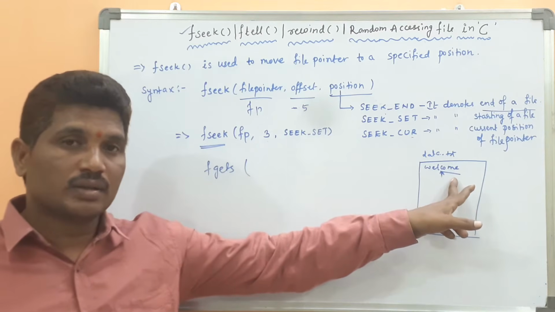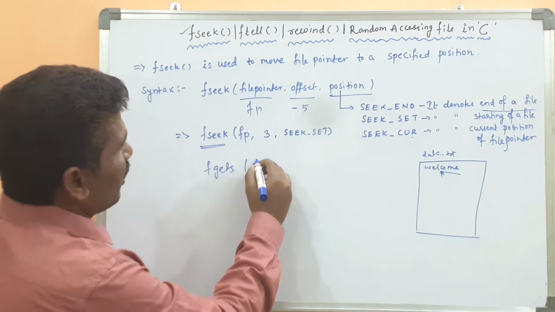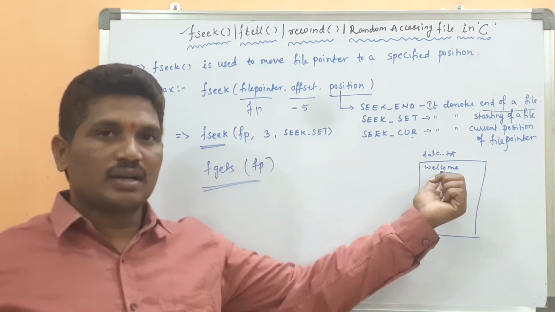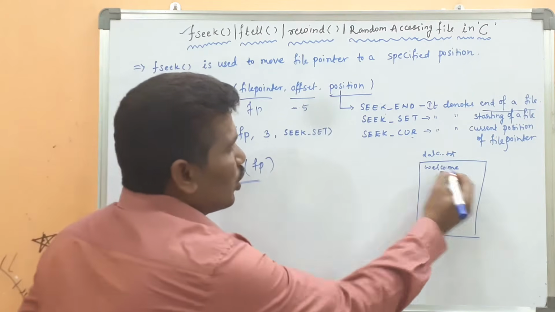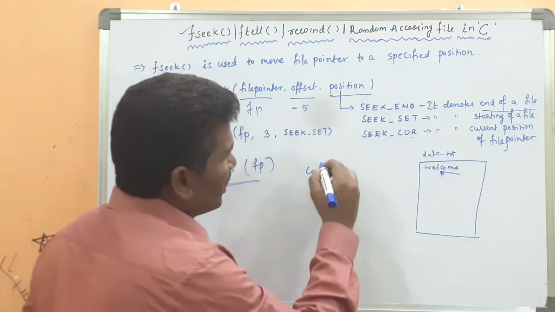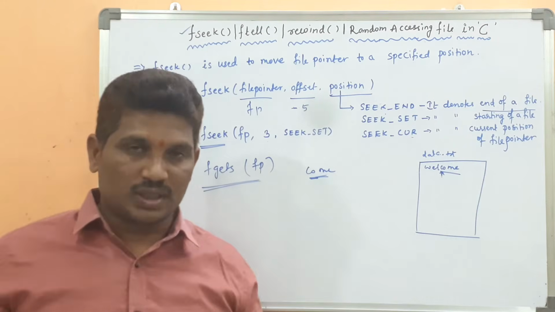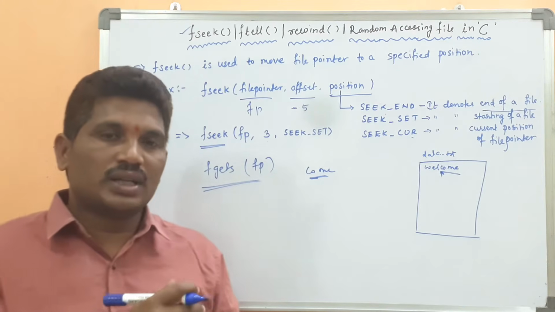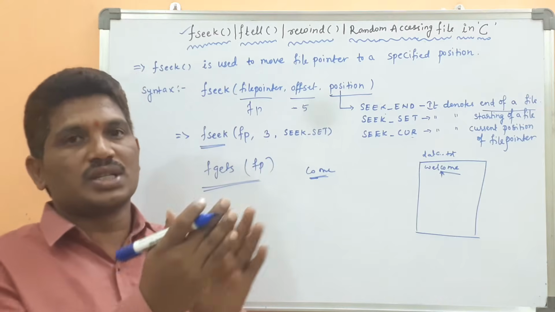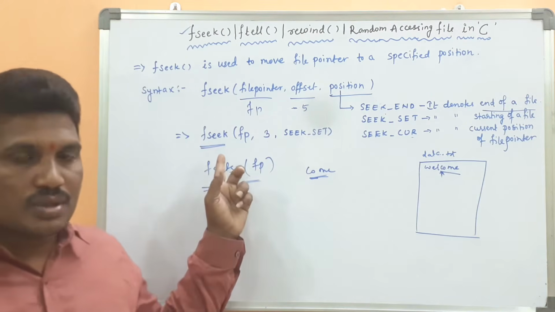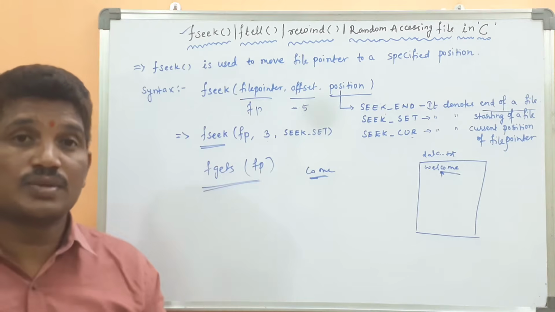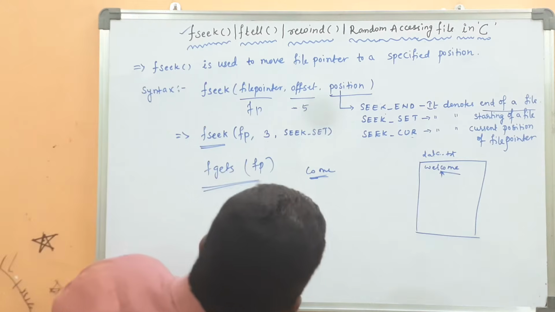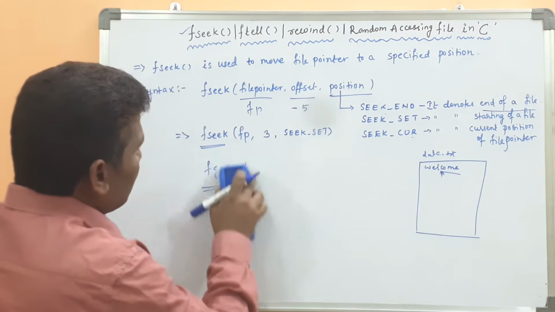Got my point? Here fgets, then file pointer, then we can get the data. Whatever data you are getting is the output. Got my point? Because you don't want to get all the data, I want to get the data from one position, then we can use the fseek function. The fseek is very useful to set the file pointer position. Got it?